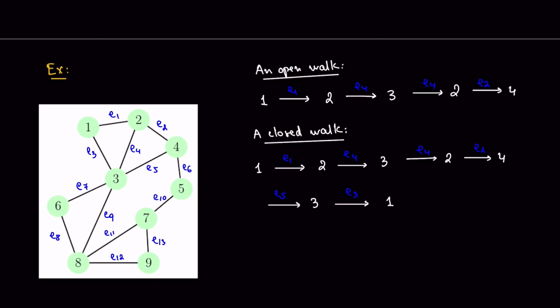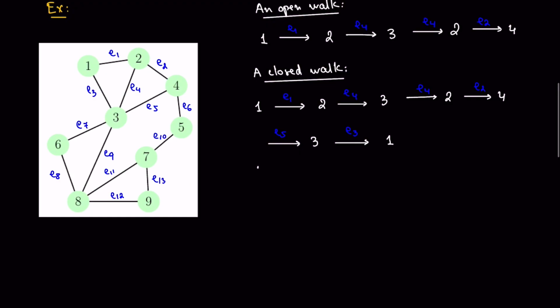Now moving on to a trail. This has to be an open graph. Repeated vertices are allowed, but no repeated edge is allowed. So a trail can be, let's say, 1, 2, go to 3, from 3 you go to 4, and from 4 you go to 2.